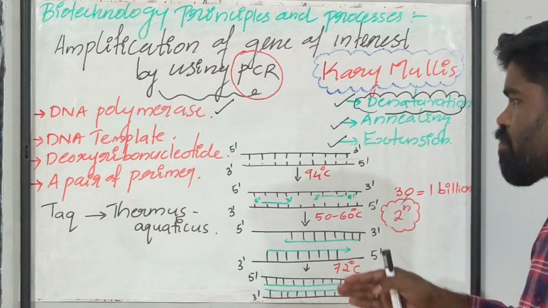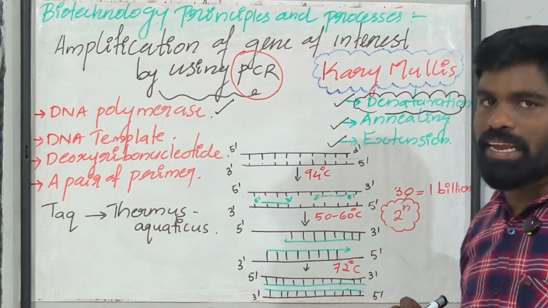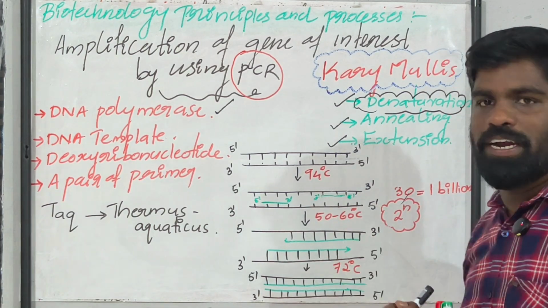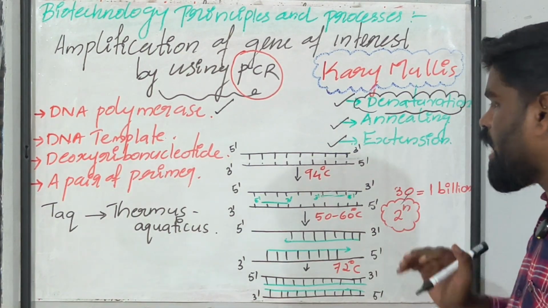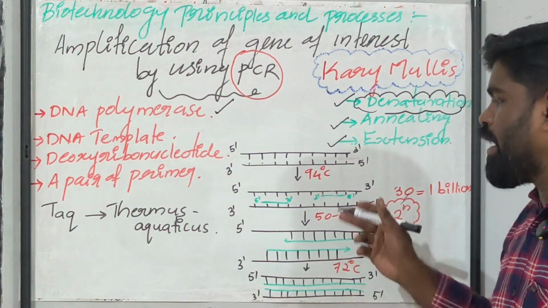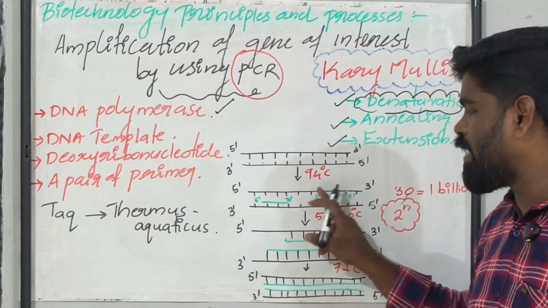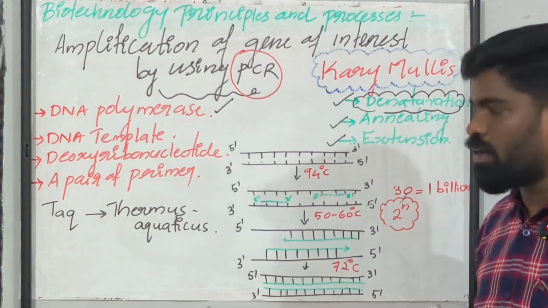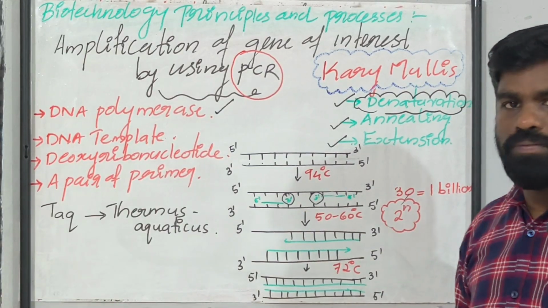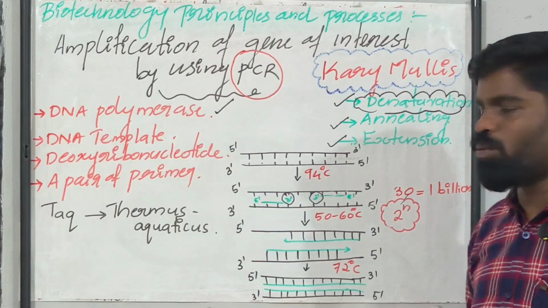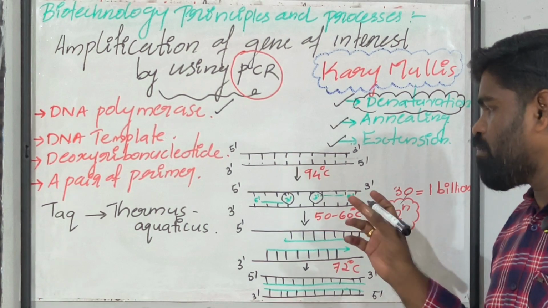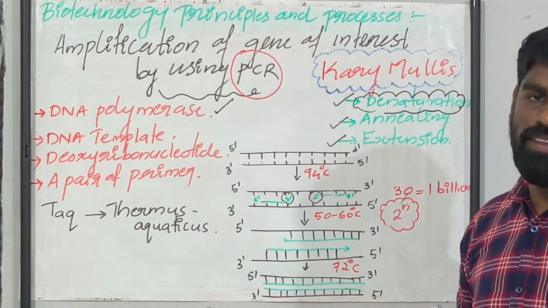Now the second step is annealing. It is done at a slightly lower temperature than the first step, approximately 50 to 60 degrees Celsius. In the annealing process, when the temperature is cooled down, a pair of primers is added. See the green colored part, that is the primer. As I have already told you, it should have a free 3' group; a 3' OH group is required. That is annealing. The primer will attach to the single stranded DNA.